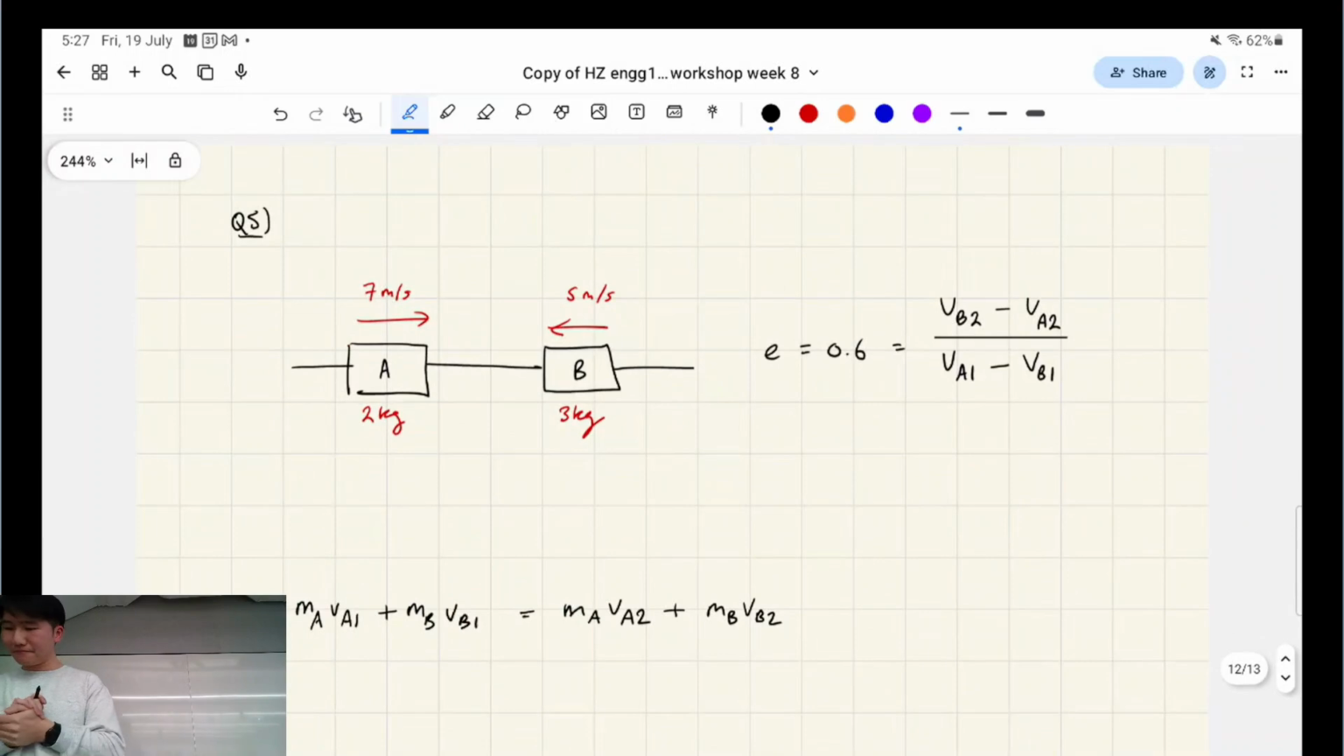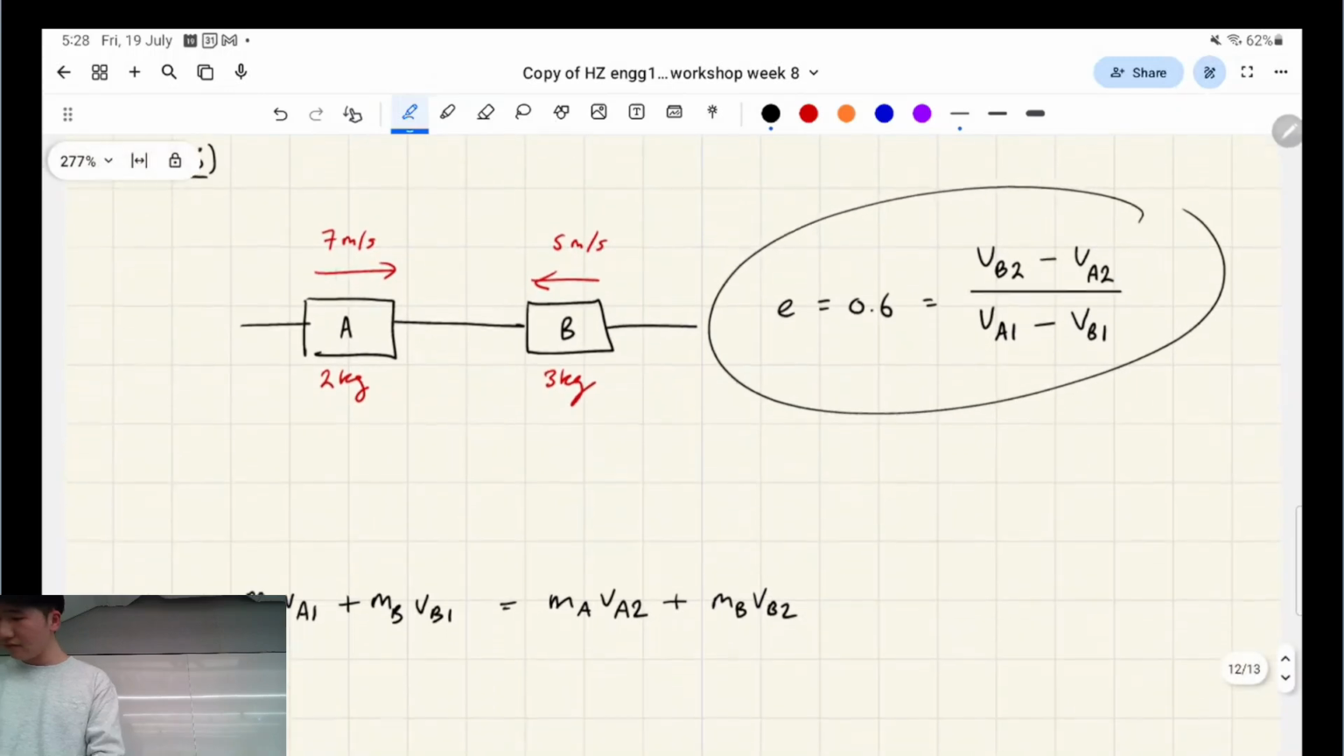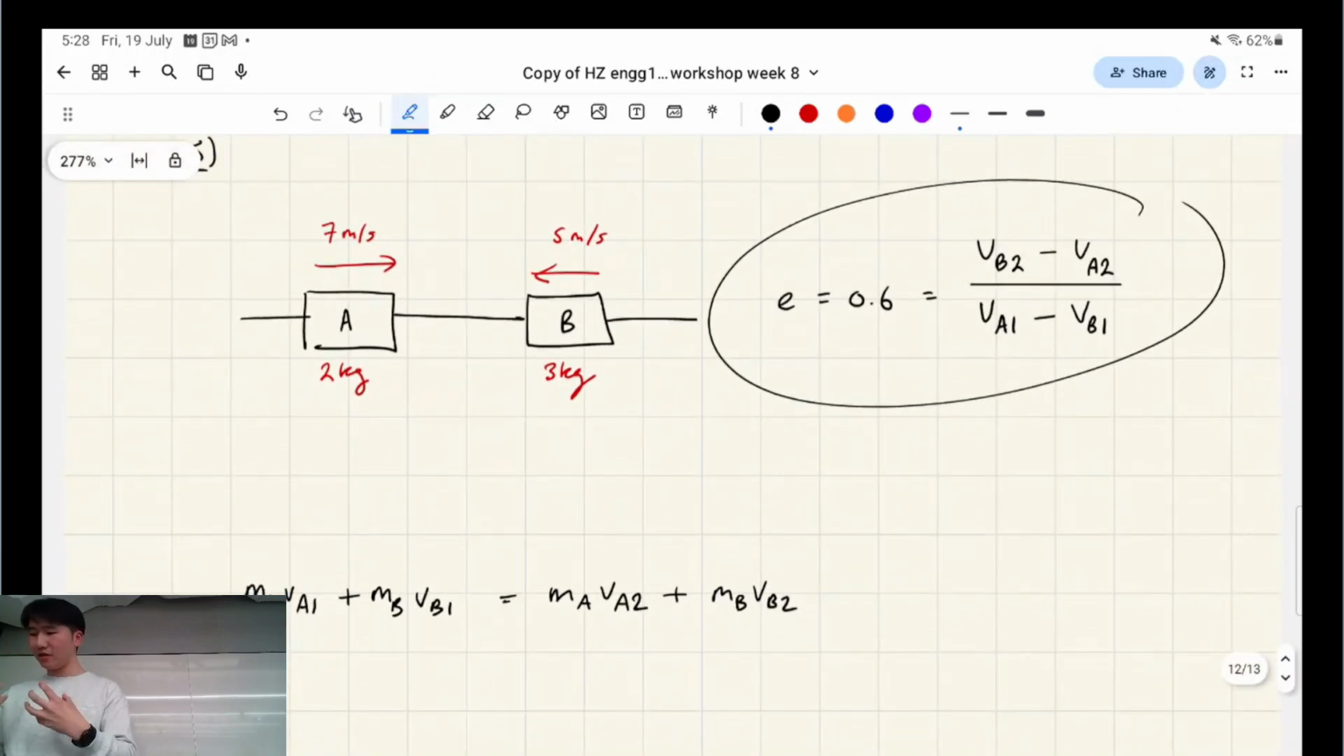All right. So here we have a simple question. It essentially tells us that the coefficient of restitution is 0.6, right? Which means that the ratio of the final velocities is going to be 60% of what the inputs were, I guess, the initial velocities, right?